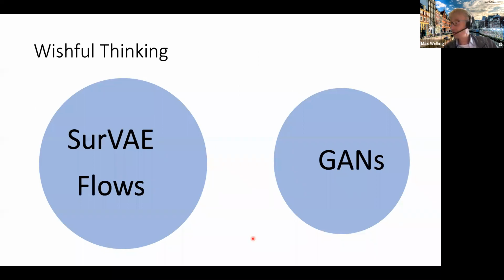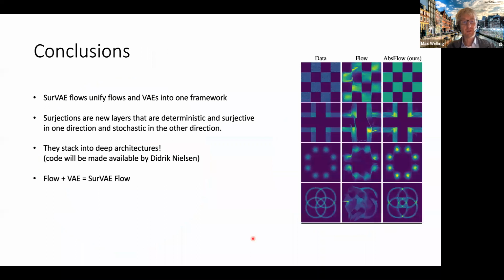So what I would really like, but I realize this might be a little bit of wishful thinking, is that now that we have defined SurVAE flows, a framework that seamlessly generalizes flows with VAEs into one nice framework, SurVAE flows might become competitive again with GANs. So I hope you would also be experimenting with this technology. To conclude, SurVAE flows unify normalizing flows and VAEs into one nice framework.